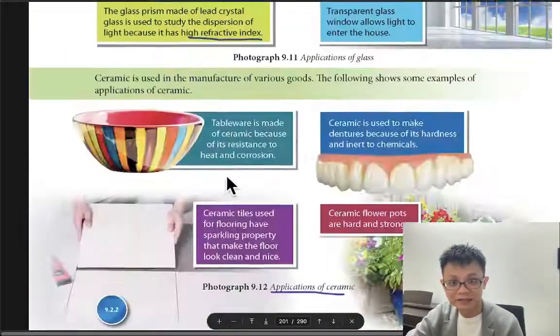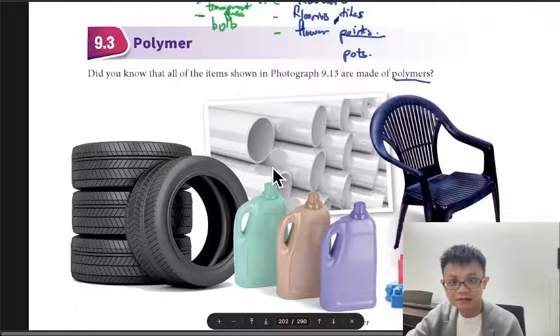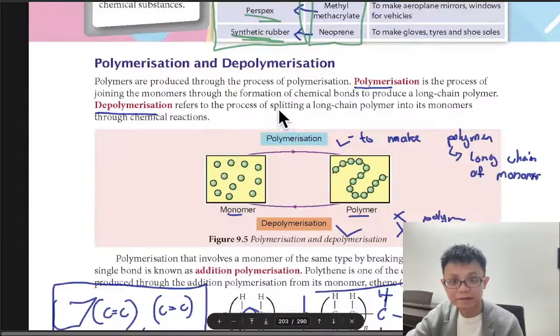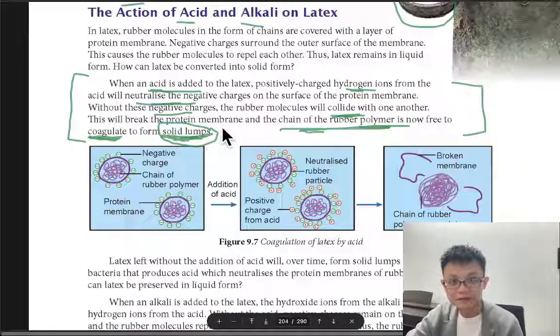Where is my rubber? Why this is glass? Where's this? Okay. Where's my rubber? Yeah, here.